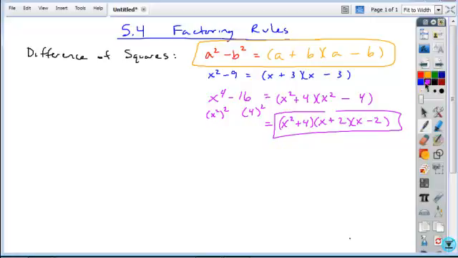Now this brings up another issue, this x squared plus 4. Why doesn't that factor at all? That's called the sum of squares. The sum of squares is said to be irreducible over the real number system.